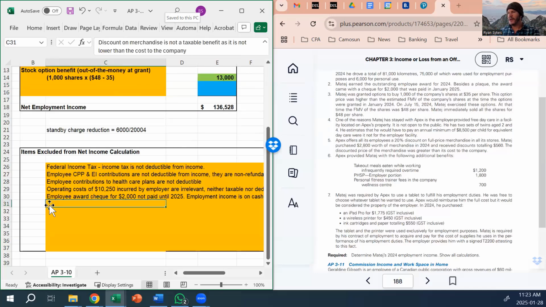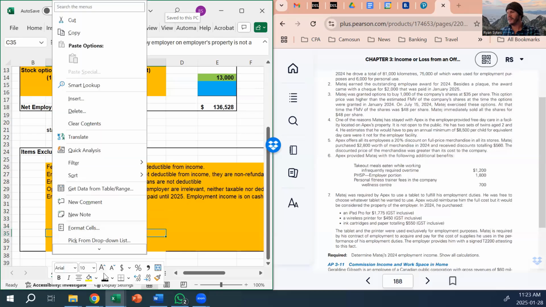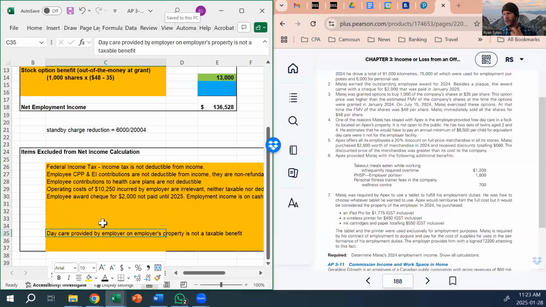So that's nice. We all want to maximize, right, our non-taxable benefits to the extent that we can. I think I've addressed it down here, which is daycare provided by the employer on the employer's property is not a taxable benefit, which is exciting for Matei here because he just saved himself a ton of money. Kids, I hear, cost a lot.